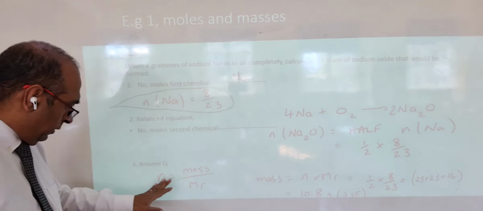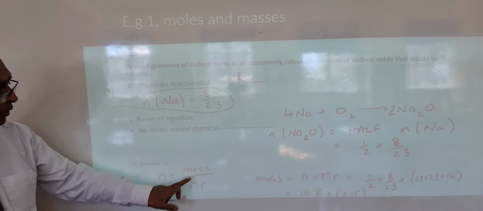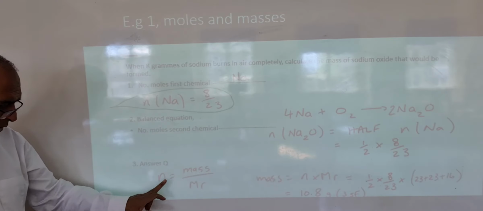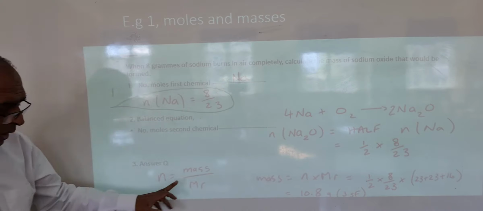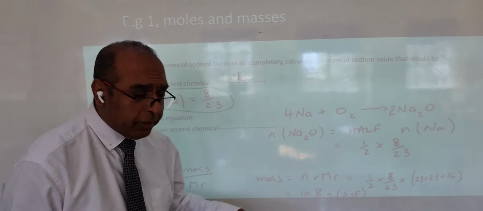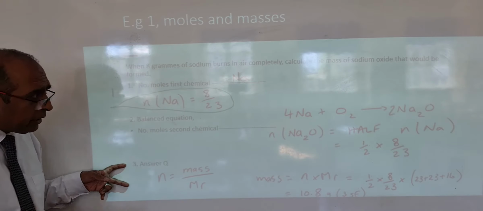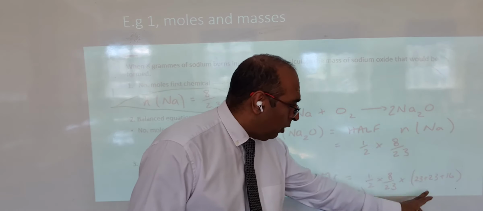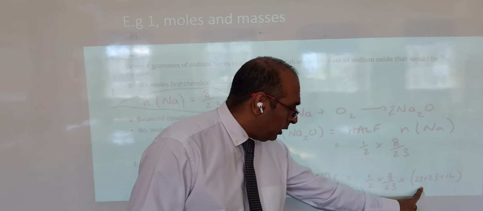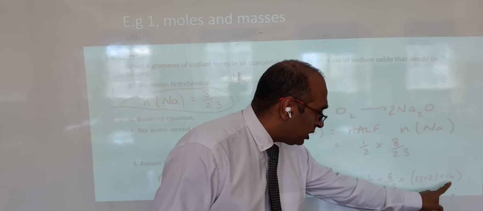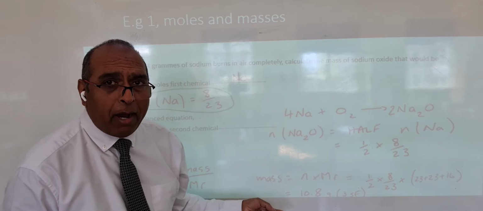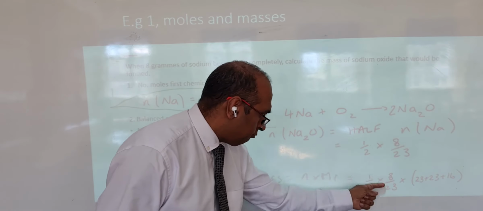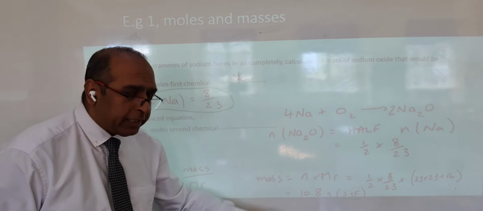And finally, you answer the question using the mass equation. So n is mass over Mr; rearrange it, mass equals number of moles multiplied by Mr. Now the Mr value of sodium oxide, this one's to do with the second chemical, remember? The second chemical is sodium oxide. So the Mr value of sodium oxide, Na2O, is 23 add 23 add 16: sodium being 23, 2 sodiums, another 23, the oxygen 16. All of that adds up to give you the Mr value. And this is the number of moles of sodium oxide. Get your calculator out, work that out, you get 10.8 grams.